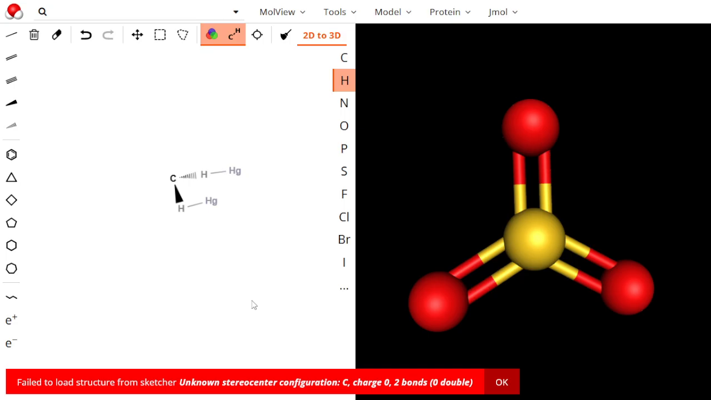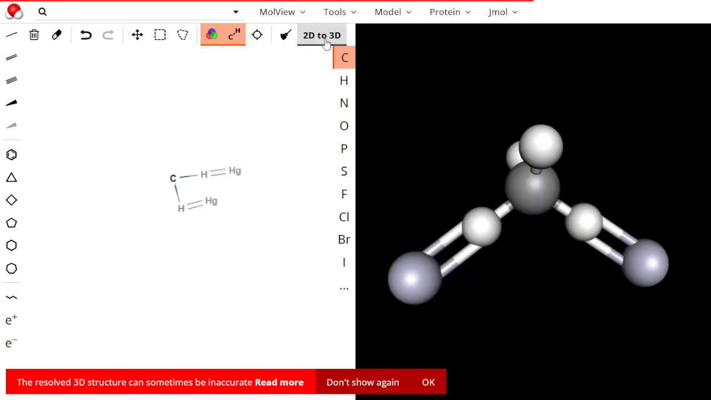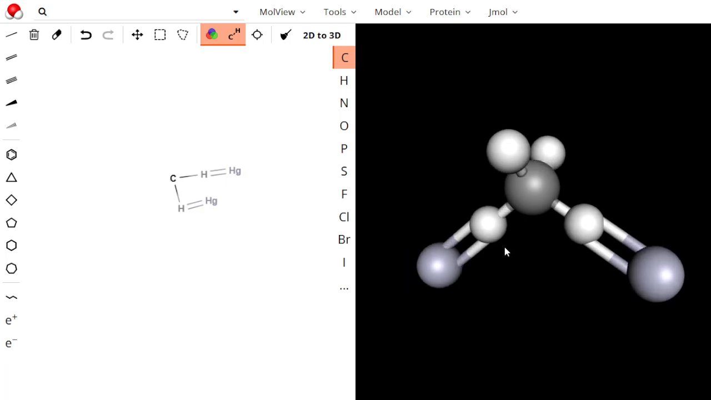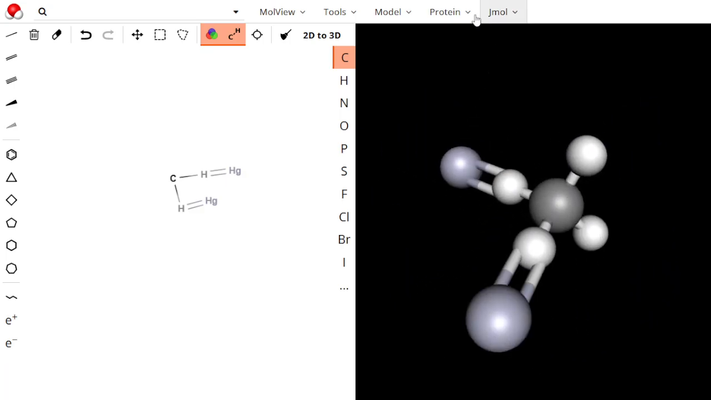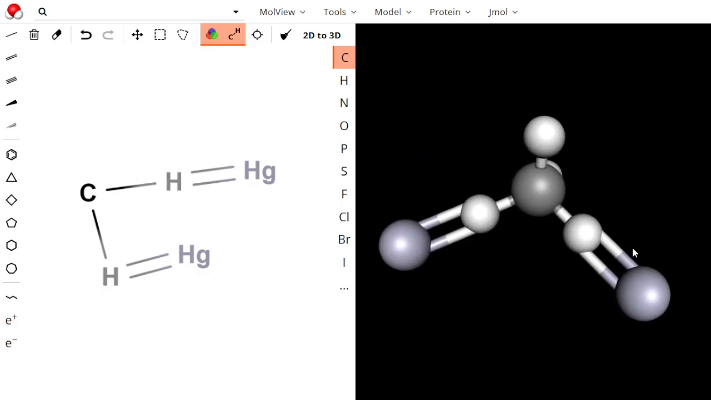Unknown stereo center configuration. C. Charge 0, 2 bonds, 0 double. Okay. Is it still not going to work? Okay. Do I have to make you a hydrogen atom or something? I think it's just the fact that these exist, because that should work perfectly fine. There we go. And that's hydromercurium. It looks so dumb, but it works.